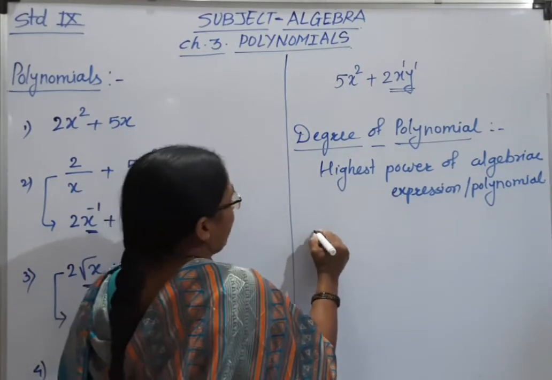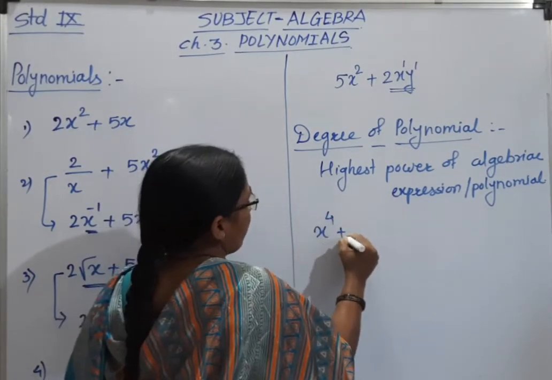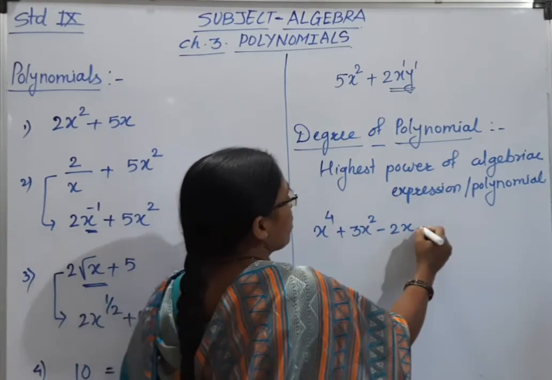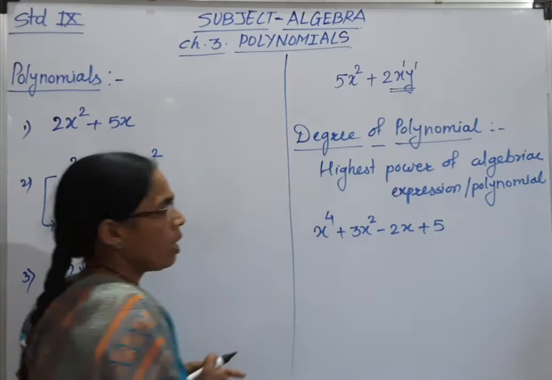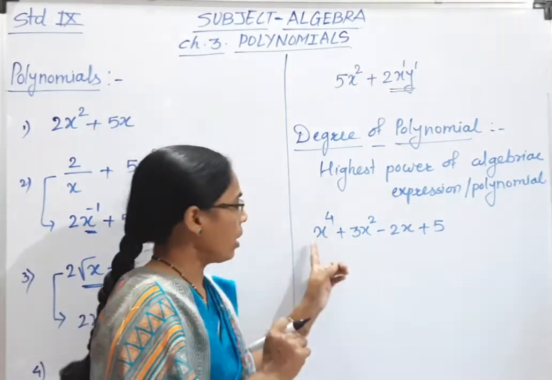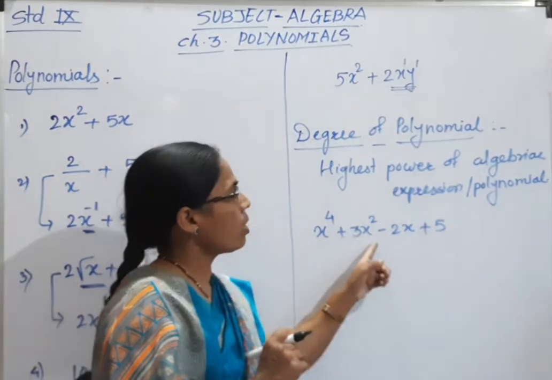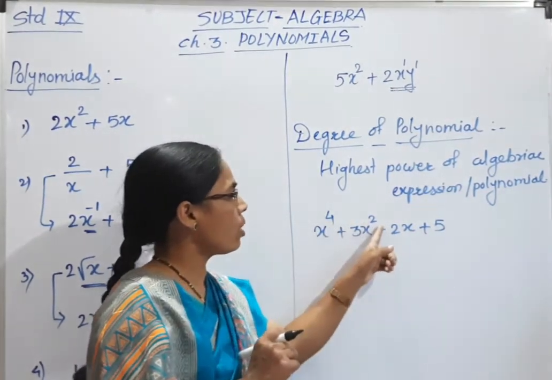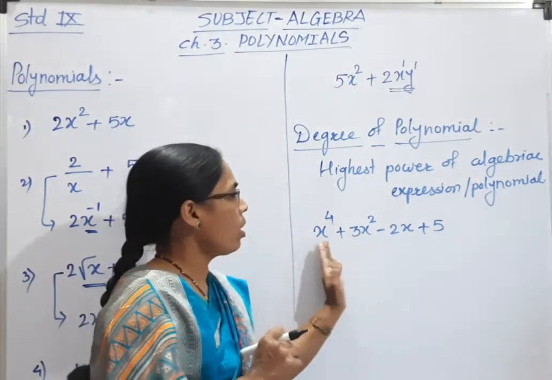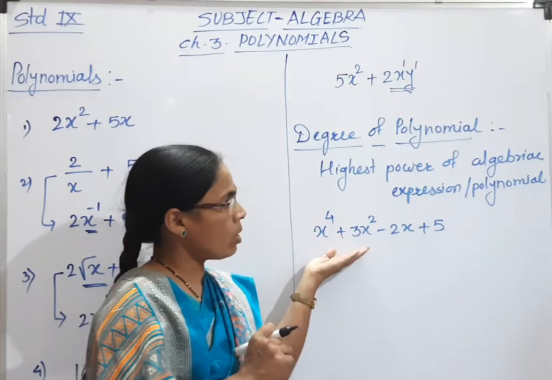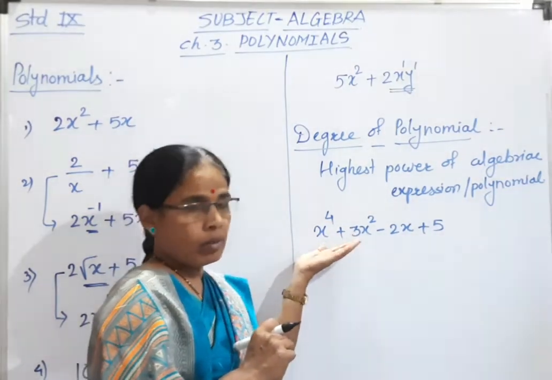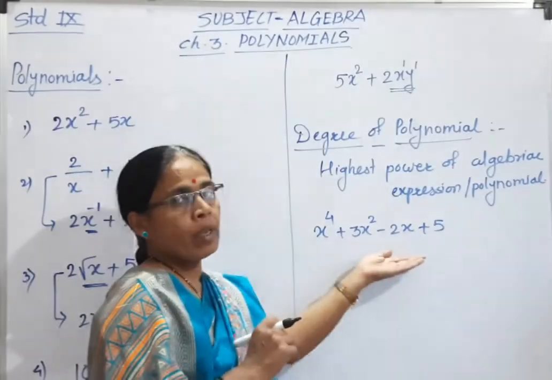So here, x raised to 4 plus 3x square minus 2x plus 5. In this, there are 4 terms, and in all terms the degree is a whole number. Here it is 4, here it is 2, here it is 1, and here there is nothing, which means it is 0. So the degree of all terms in this algebraic expression is a positive whole number. That's why it is a polynomial.